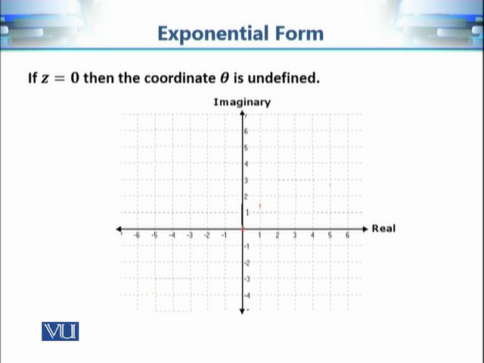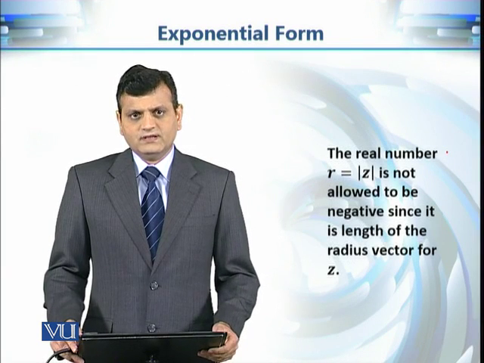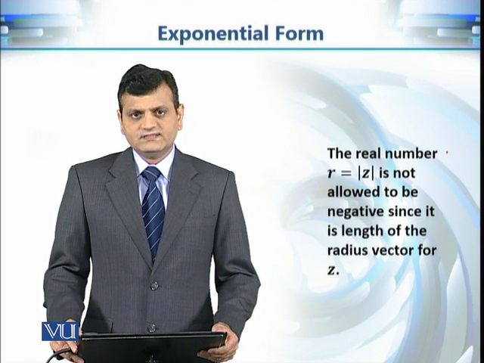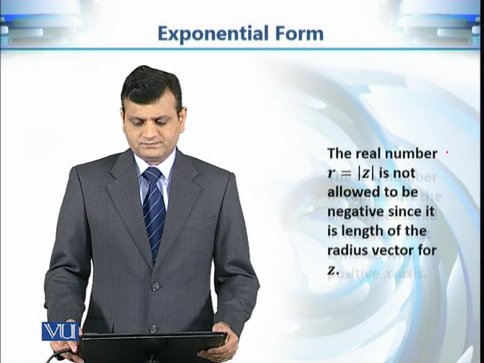Since if z is equal to 0, which is a complex number, then the magnitude or the modulus of this complex number is 0, but theta is undefined because this point has no direction. So whenever we talk about polar representation of complex numbers, it is always assumed that z is a non-zero complex number. So the real number, which is the modulus of this complex number, is not allowed to be negative since it is the length of that vector.